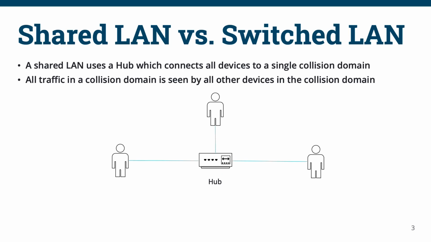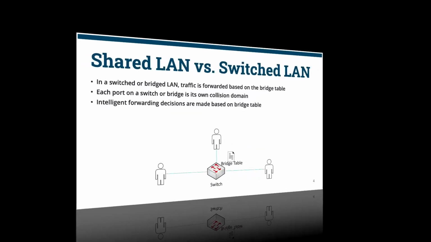Hubs do not use or need any intelligence when forwarding data. As all data is seen by all connected devices, the traffic will be sure to reach its destination, along with all other connected devices. So, a shared LAN uses hubs. Now, let's take a look at a switched LAN.